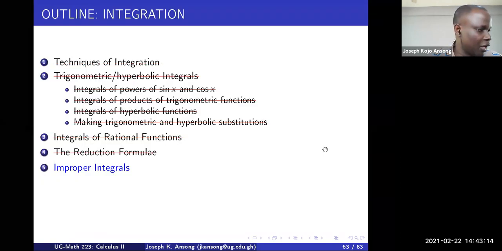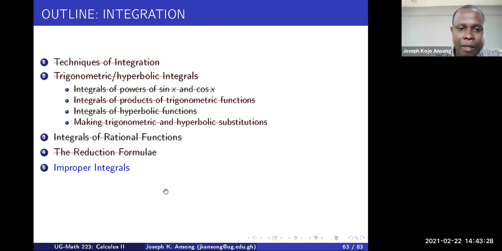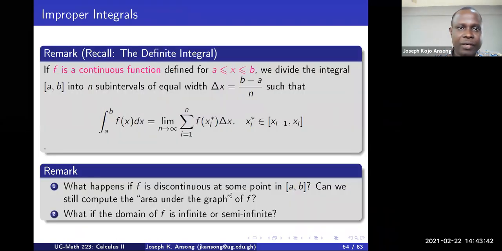In today's lecture, we want to look at improper integrals. So far, we've been looking at proper or normal integrals. In the next couple of slides, we want to talk about improper integrals. So what are improper integrals?